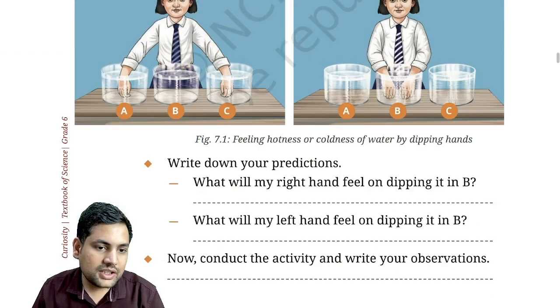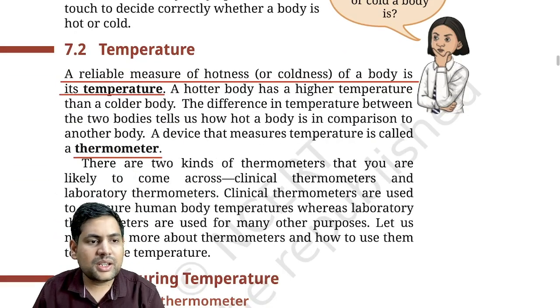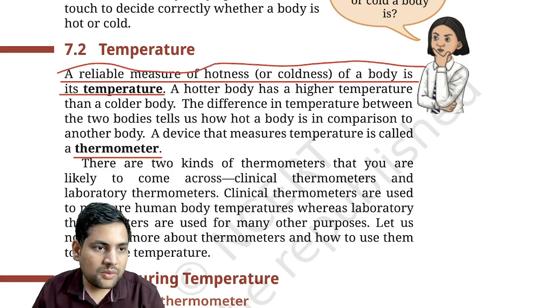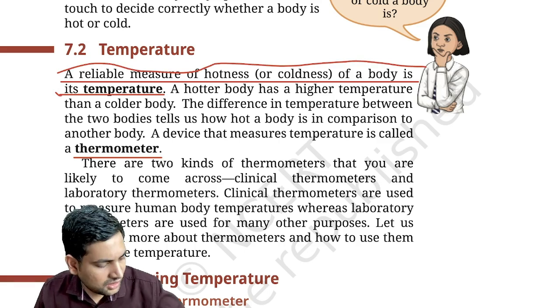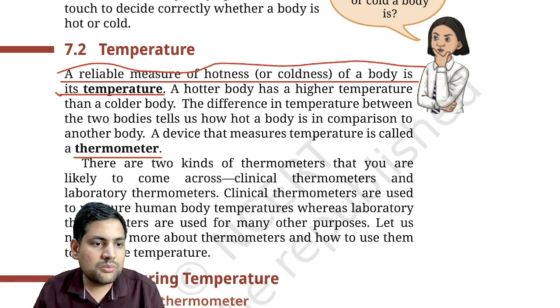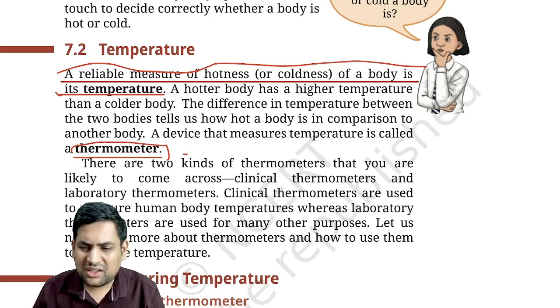Then let's see this. First thing it talks about is temperature only. Temperature is simply a reliable measure of hotness or coldness of a body. Correct? Now how is it measured? It is measured using a thermometer. Like you understand speedometer, which measures speed, similarly thermometer, that is thermal, that measures temperature. Simple, correct?